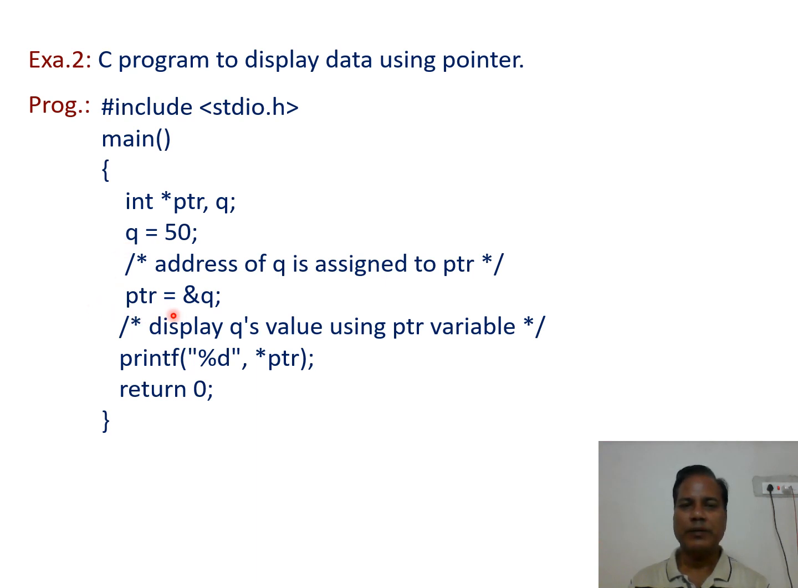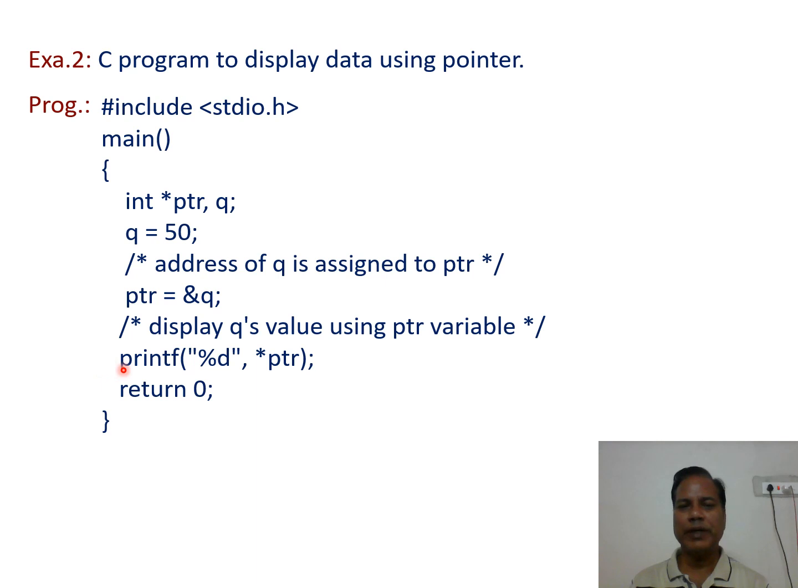Then, after q = 50;, this is the pseudo code. The address of q is assigned to the pointer. What is the use of the next statement? To indicate that, this statement is written: ptr = &q;. So the address of the variable q is assigned to the pointer variable ptr.